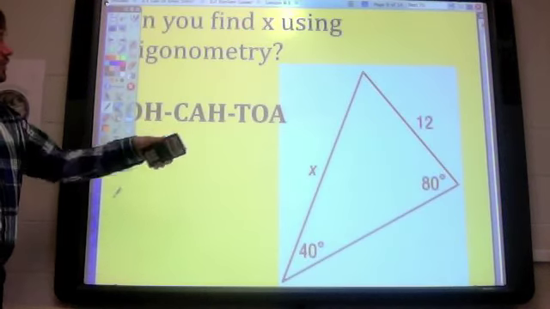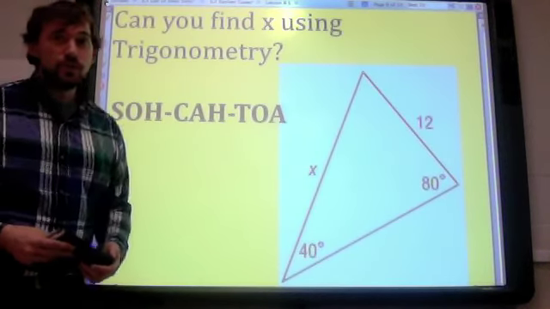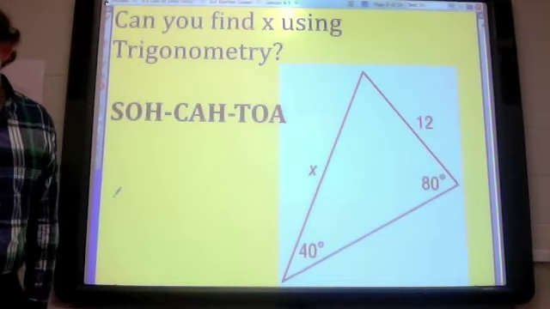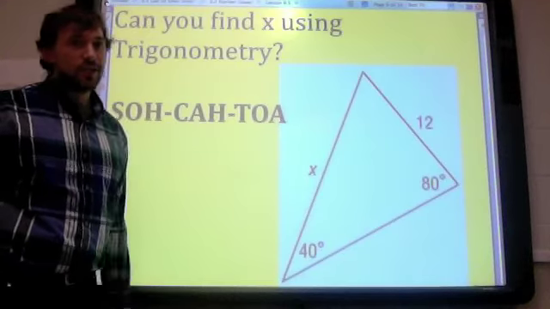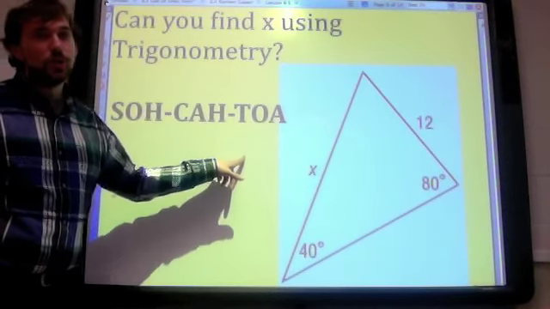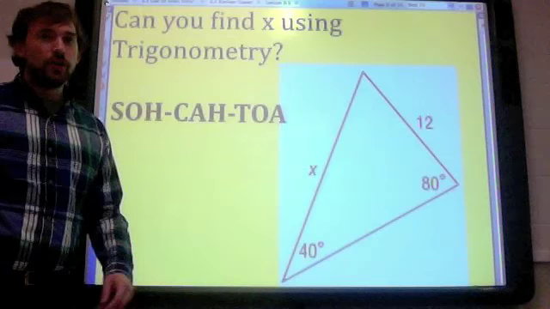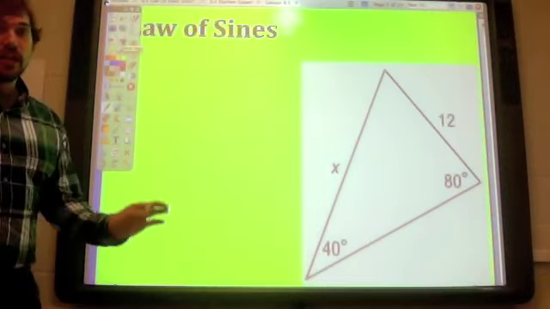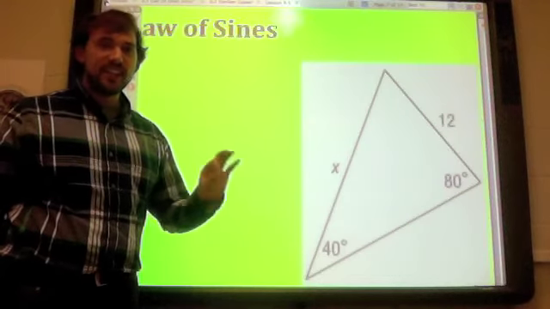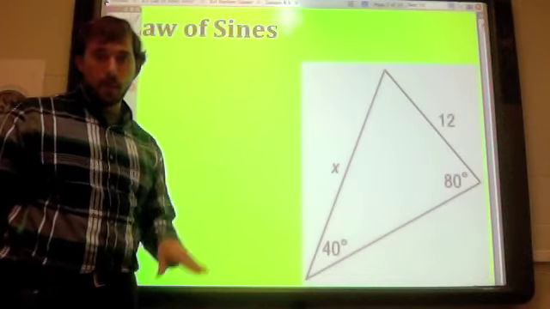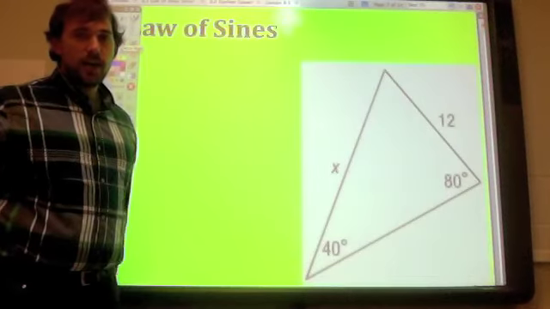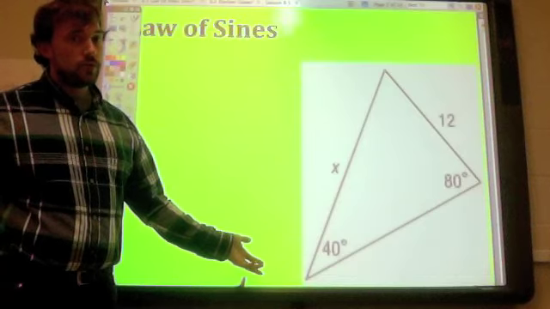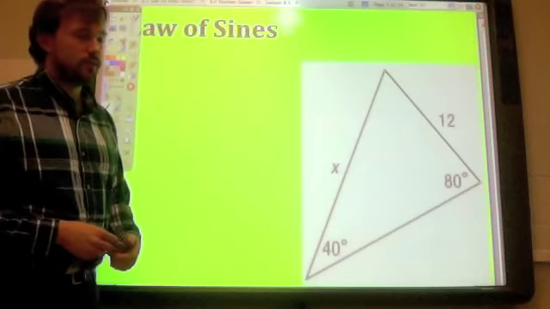Look at that. SOHCAHTOA. Can you find x using trigonometry? Yes, you can. Even though it's not a right angle, you can still use trigonometry, but I'm not going to be using SOHCAHTOA anymore. This is called the law of sines. You know what I'm saying? It's the law. We're laying it down. So you got x and 40 and 80 and 12. There's no right angle, so I can't use SOHCAHTOA. So it's called law of sines.